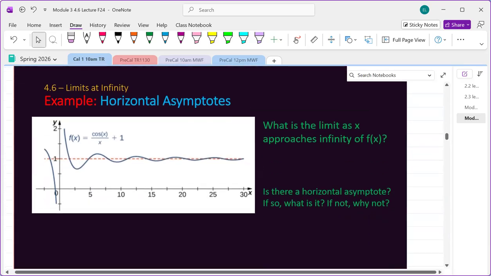But let's take a look at this one. So the cosine of x divided by x plus 1. So we're just looking as x approaches infinity. What is this crazy little graph doing?